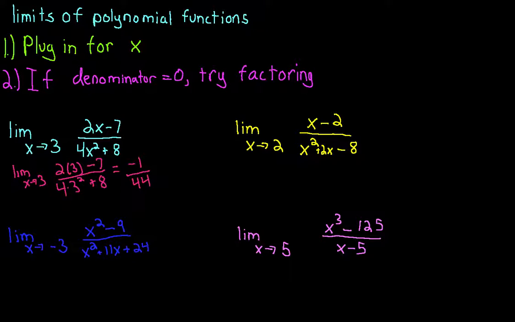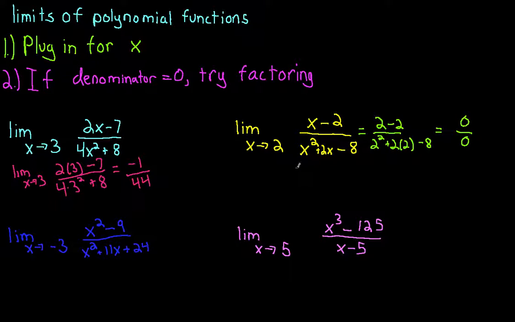Going on to the next problem, I'm going to go ahead and plug 2 in for this equation. When I do that, I'm going to find that this is equal to 2 minus 2 over 2 squared plus 2 times 2 minus 8. What we can see is that this is a little bit unfortunate. This is going to end up equaling 0 over 0. We know we can't divide by 0, so we have to come up with something else to try to solve this problem. So I'm going to go ahead and factor this.